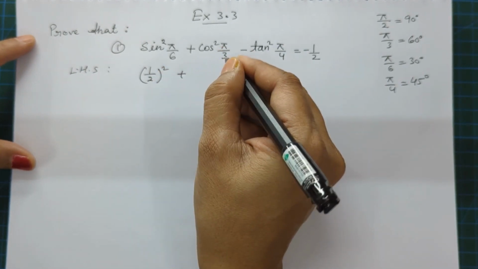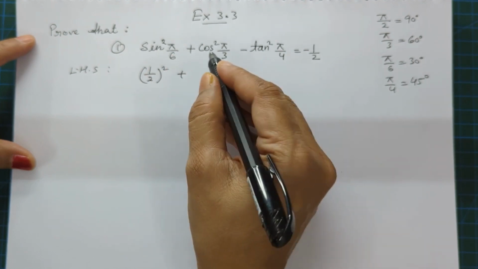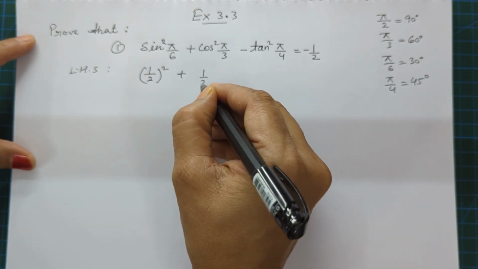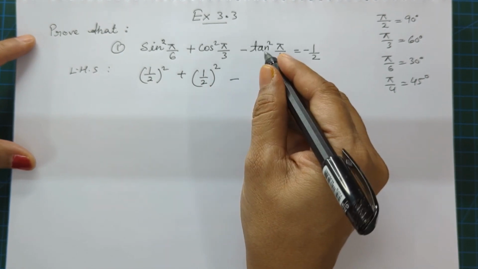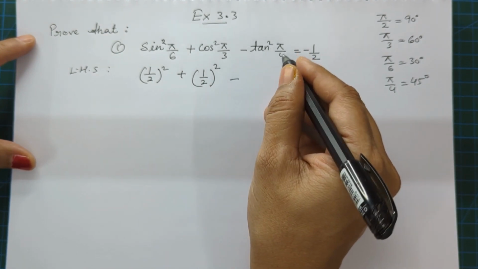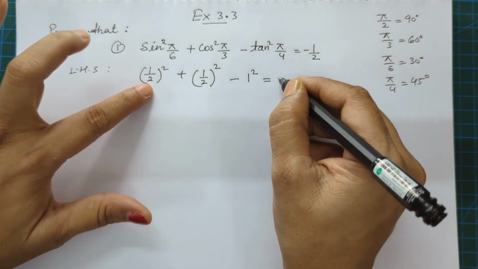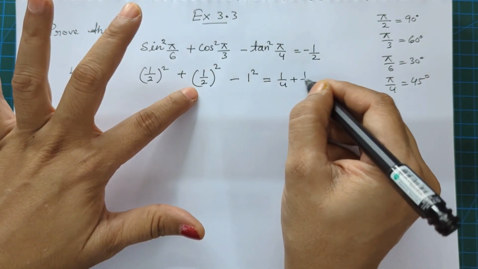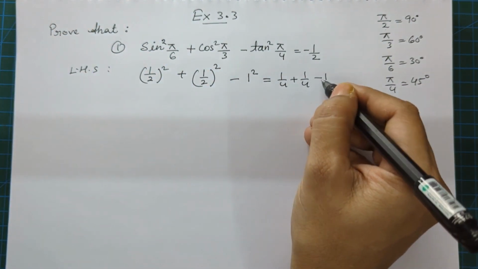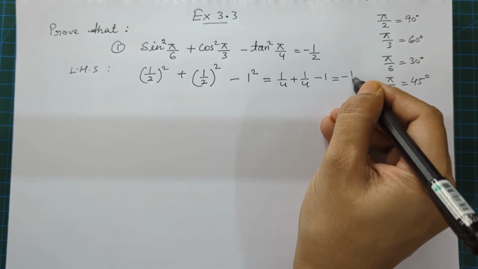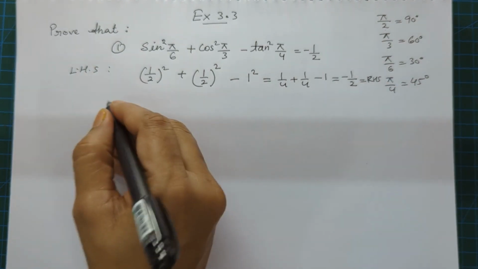Cos pi by 3 means cos 60. Cos 60, sine 30 are same. So cos 60 is also 1 by 2. And here the square is there, so square. Negative of tan square pi by 4. Tan 45 is 1, so here 1 square. On solving, this is 1/4 plus 1/4 minus 1. 1/4 plus 1/4 is 1 by 2. 1 by 2 minus 1 is negative of 1 by 2, which happens to be the right hand side. So the first one is done.